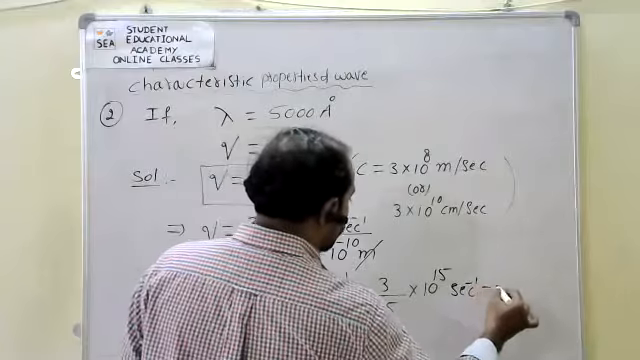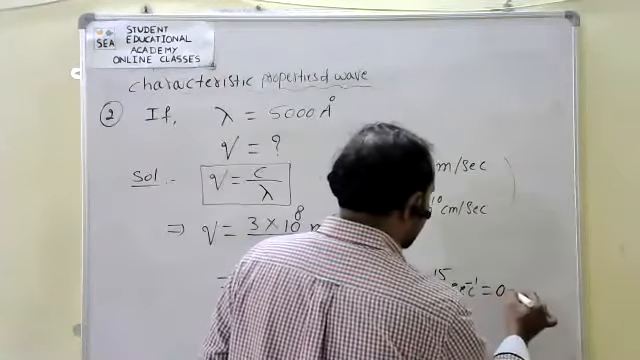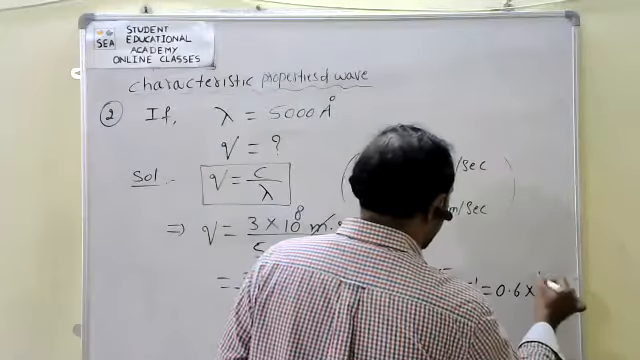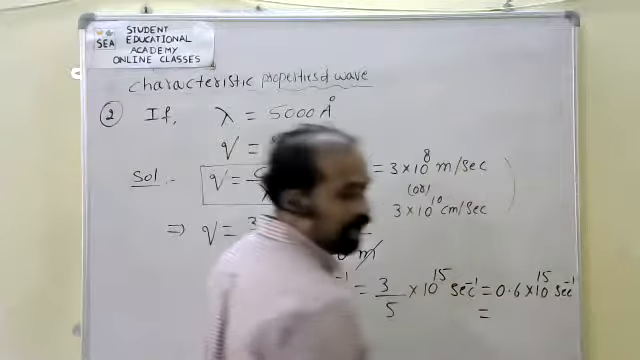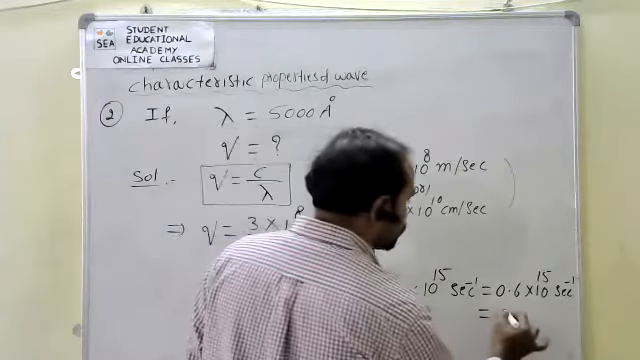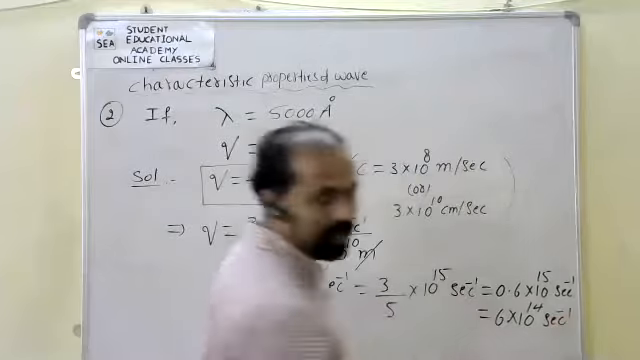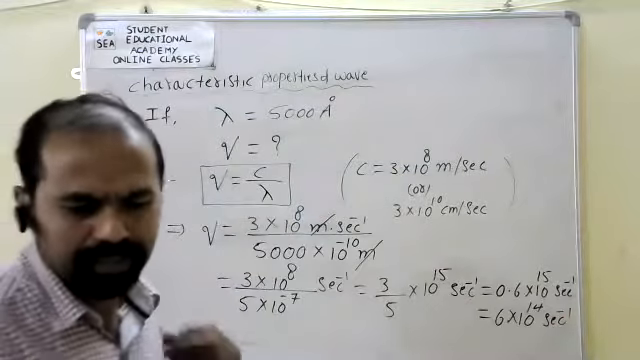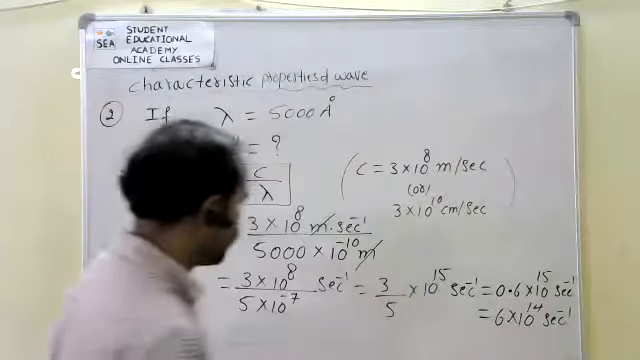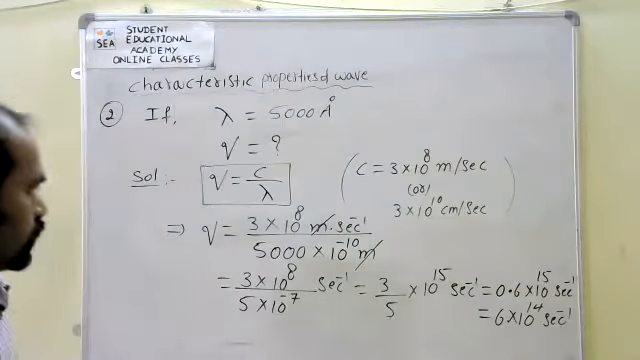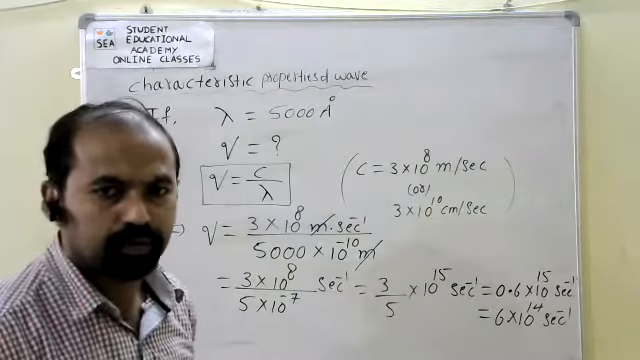Second inverse. 3 by 5 is 0.6, so 0.6 into 10 power 15 second inverse. Am I right? Otherwise, that is nothing but 6 into 10 power 14 second inverse. Here, either one is correct, no problem. Write down. Understood or not? Yes, sir. Good. Complete it.